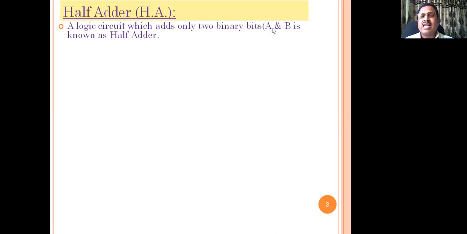Suppose number A is there, number B is there, each of one bit only. A can be either 0 or 1, B can be either 0 or 1. We can add one bit from each of them. That means to add only two binary bits, the circuit used is known as half adder. It will have two output bits. The result of addition of two binary bits can be, as you know, 2 bits, out of which one is called the sum, the other one is called the carry. Sum we can indicate by S, carry by C.